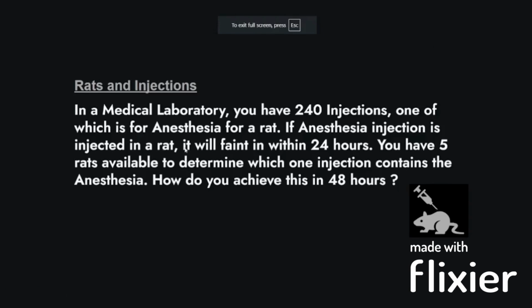Today we are going to solve the rats and injections puzzle. This is going to be very much similar to the previous rat and poison problem.